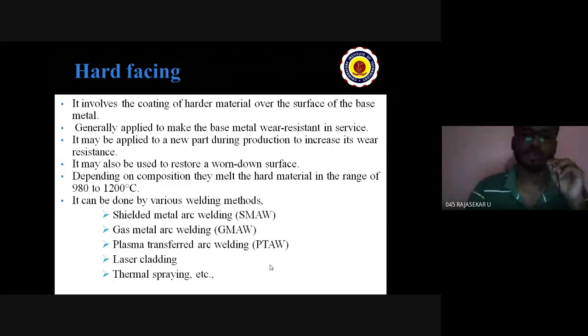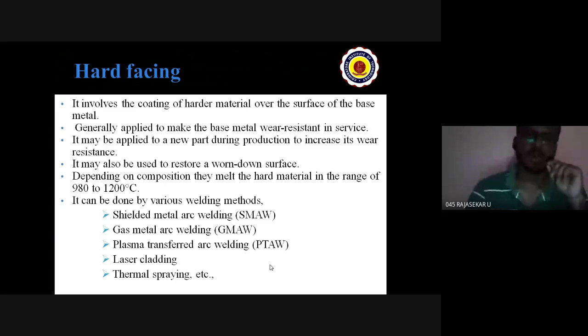It can be applied to a new part, or you can apply it to a worn out part to make it harder to withstand various loads. Depending on the composition, they melt the hard material. The hard material is chosen depending on the base material, and a compatibility check should be done in selecting a hard metal. The hard material will be melted in the range of 980 to 1200 degrees centigrade.